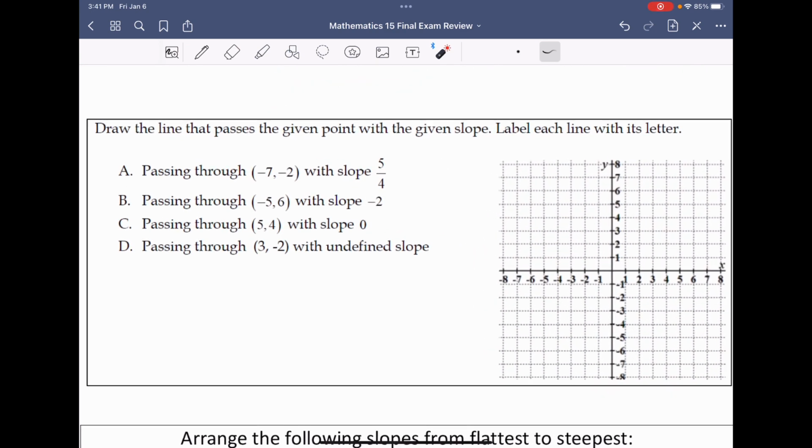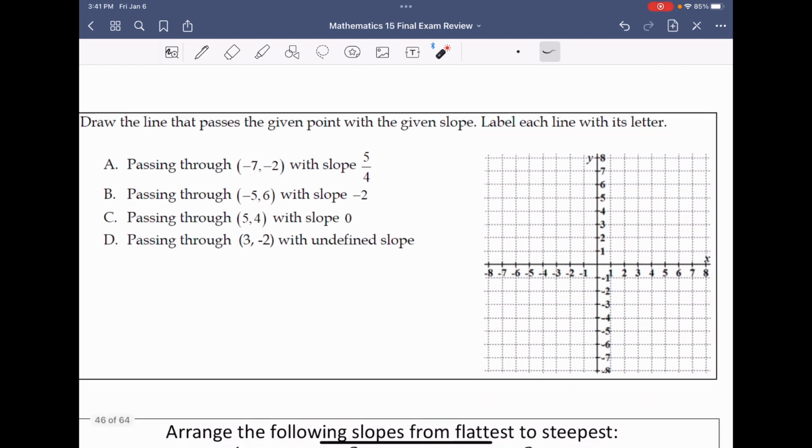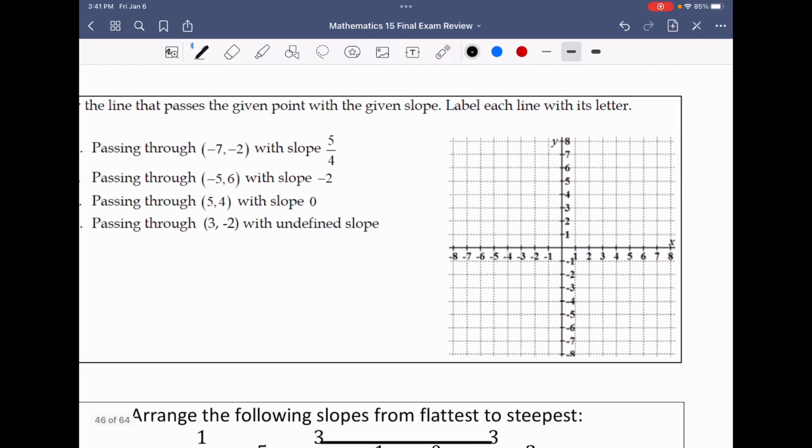Okay, draw a line that passes through the given point with the given slope. Label each line with its letter. So we're going to put A, B, C, and D all together on this one graph. And I'm going to try and use different colors here.